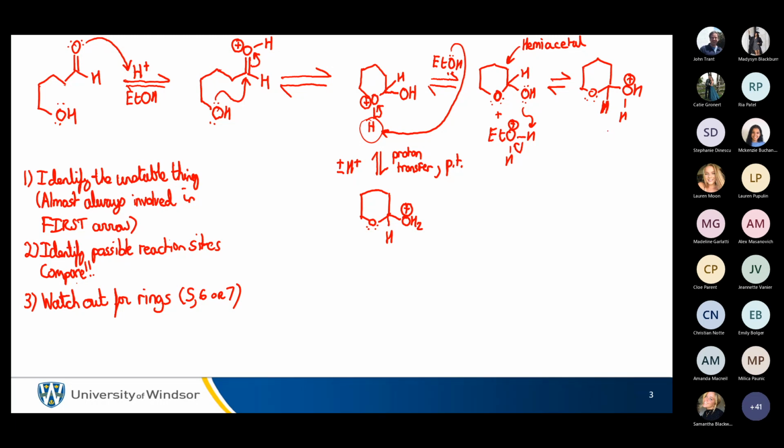Okay, so from this guy over here, can anyone guess what the next arrow is? So Madison asks, how do we know to put this into a ring? Always watch out for things where you can make 5, 6, or 7 membered rings. They will almost always form. If they're possible to form, they will. In this case, we had an alcohol nucleophile that was able to make a 6-membered ring.